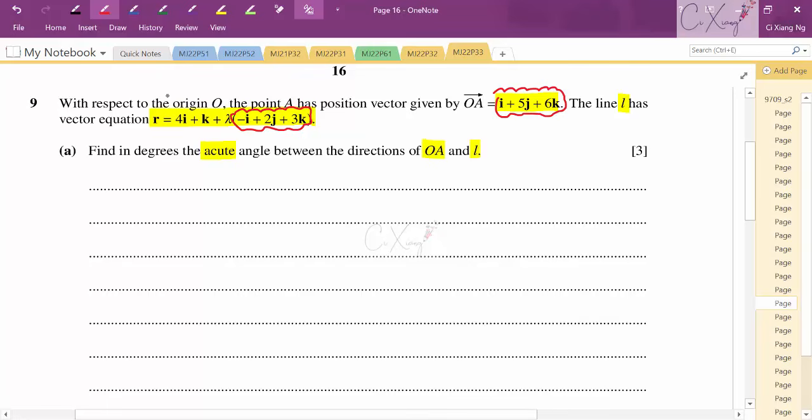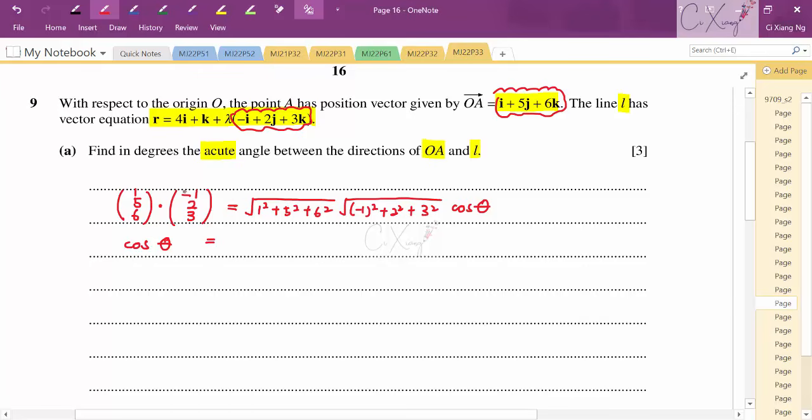So to find the acute angle between these two directions, basically we have to apply the dot product rule, right? So I'm having 1, 5, 6 dot product with the direction of the line, which is -1, 2, and 3. It is equals to the modulus of the first direction, square root of 1 square plus 5 square plus 6 square, and also the modulus of the second direction, where I'm having -1 square plus 2 square plus 3 square, and cos theta. So this is basically what we apply.